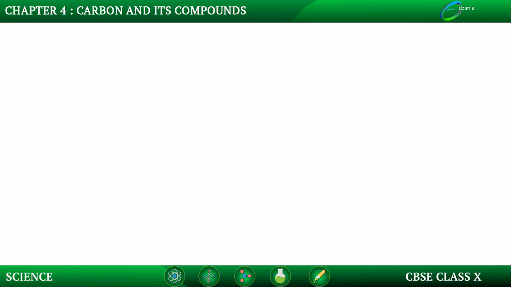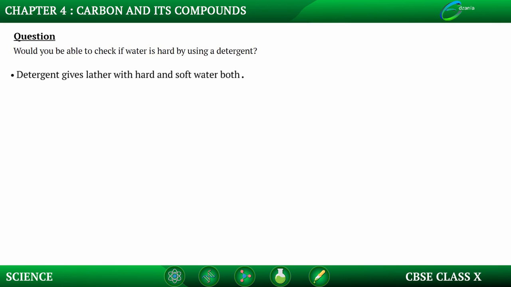Now let us solve a few questions related to what we have learned. The first question: would you be able to check if water is hard by using a detergent? Detergent gives lather with hard and soft water both, while a soap gives lather only with soft water. Thus, it is not possible to check if the water is hard by using a detergent.